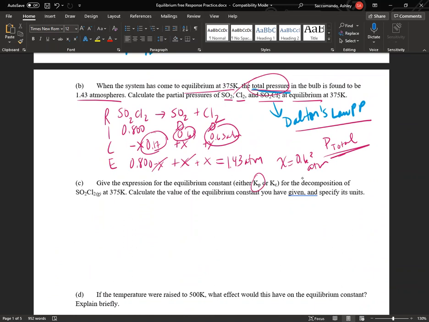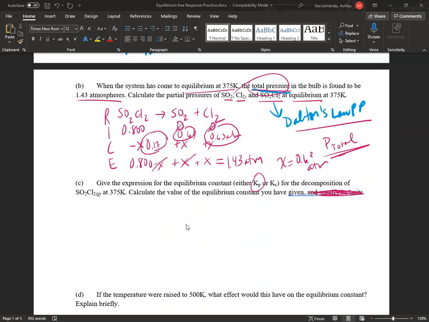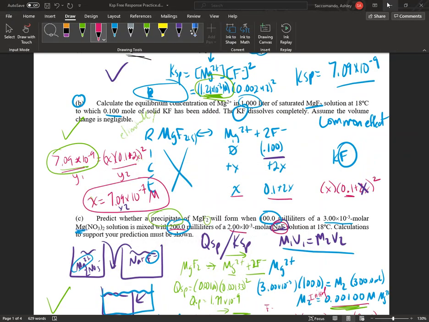Oh, there aren't any units. Ignore this, this old question. Don't worry about that. You would never be asked for K units at this point. So don't worry about that. All right. Because I'm getting off pace here and I want to keep going.